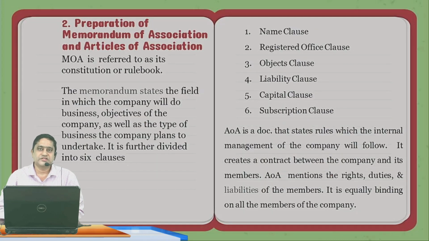The second stage is the preparation of the memorandum of association and the articles of association. As you are quite aware, the memorandum of association is also called MOA. It is referred to as a constitution book or a rule book. The memorandum states the field in which the company will do its business, the objective of the company, as well as the types of business the company is going to do in the future.